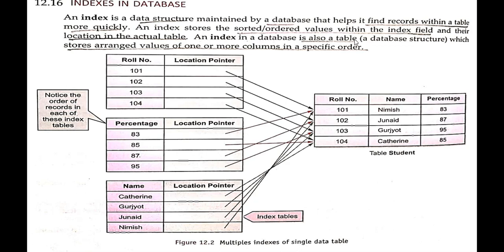One thing that I want to tell you from this particular slide, an index in a database is also a table. Okay, from these databases you are creating a table. Table is again a database, okay, which stores arranged values of one or more columns in a specific order. Means first thing that you have noted from it is that these indexes are again giving rise to a table only, and this table will be arranged in a specific order. Okay.